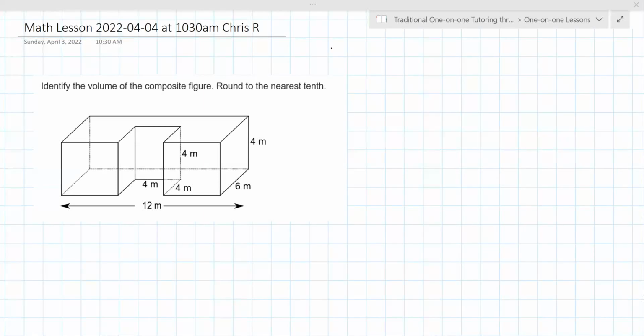The first problem here is a volume. You have to find the volume of the larger shape minus the volume of the smaller. Can you tell me what the volume of the larger would be? That big shape is 12 times 6 times 4. Yep. And then you're subtracting out the cube, which is 4 times 4 times 4.